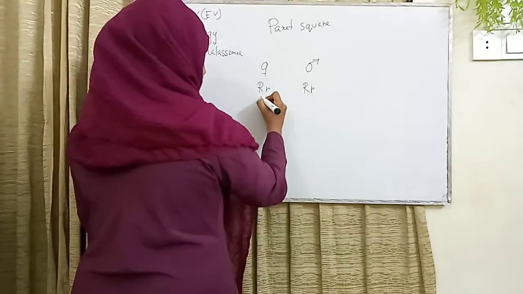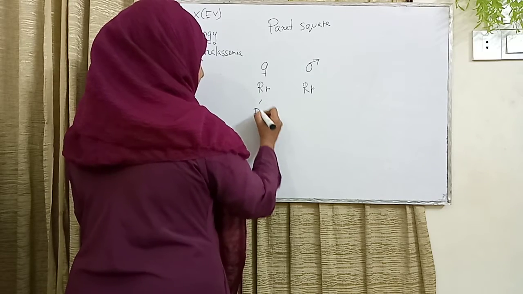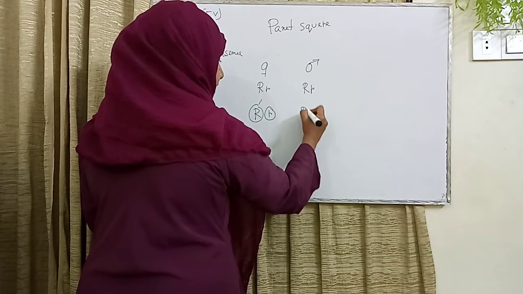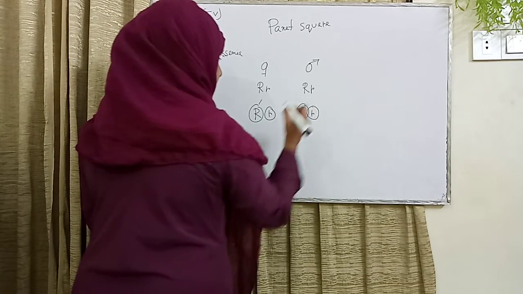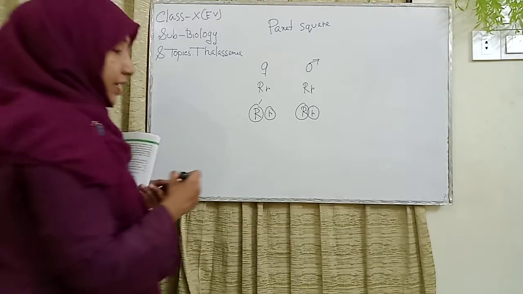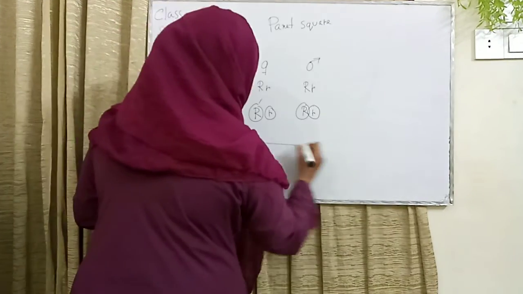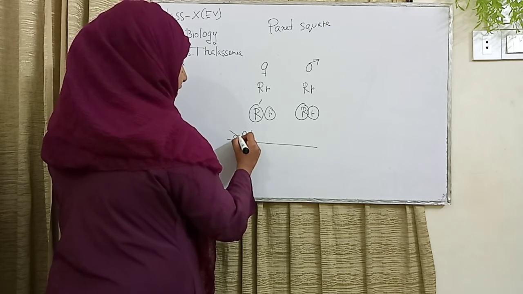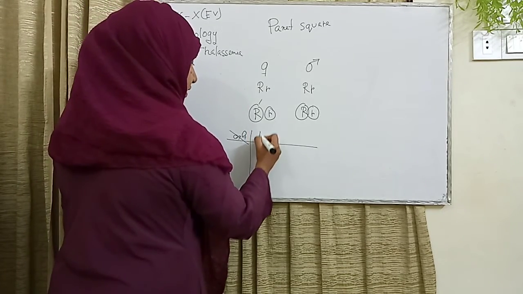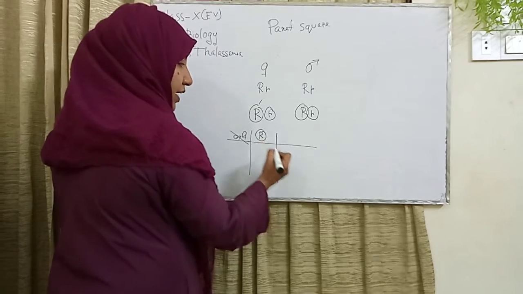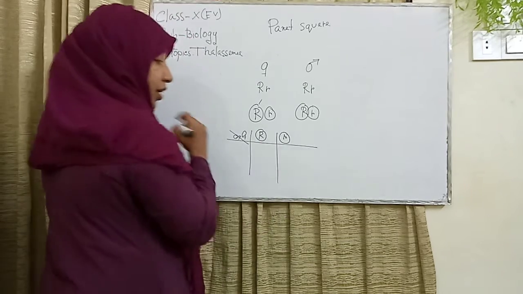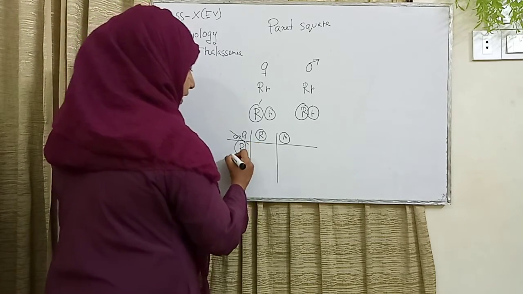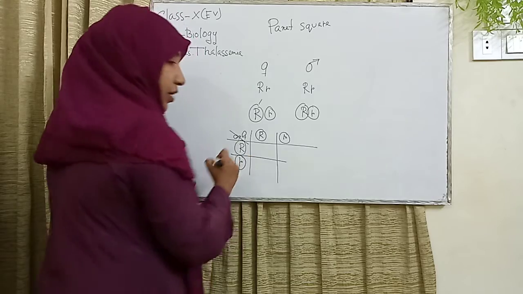Now I go to the gametes. This one is R and the other is r. And for the mother, this is the capital R and this is the small r. Now we go to the Punnett square. Here's the Punnett square. I just draw this structure. The first is the mother and this is the father. Here's the mother: capital R and small r. Again the father: this is the dominant R and this is the small r, the recessive r.